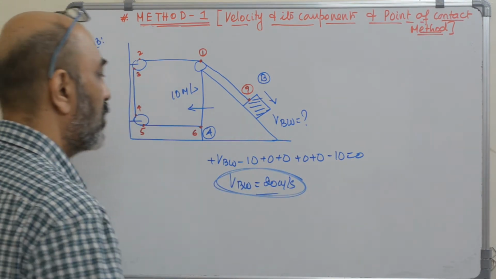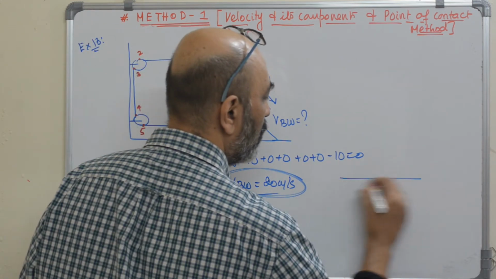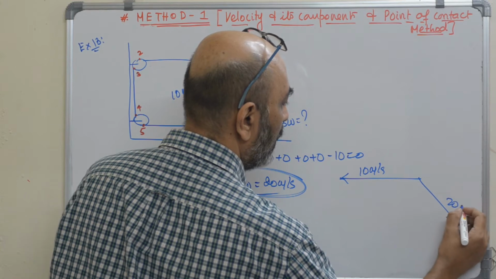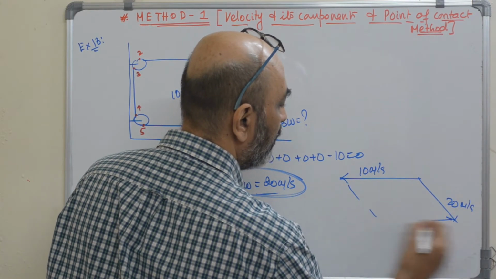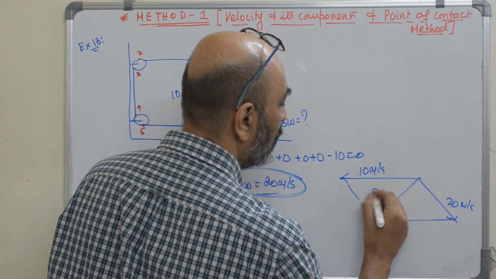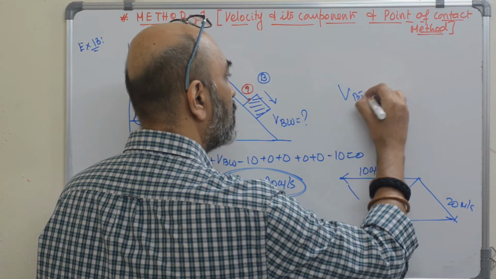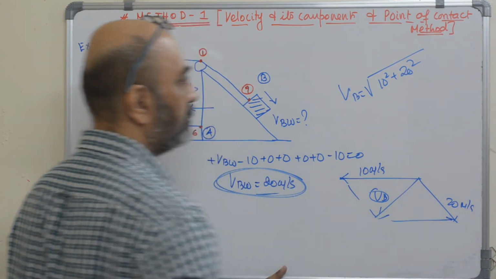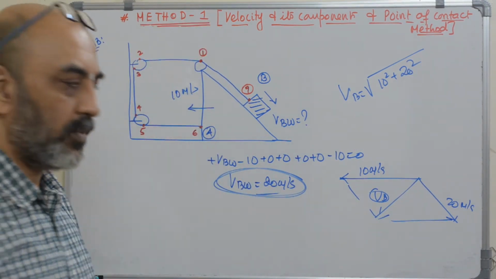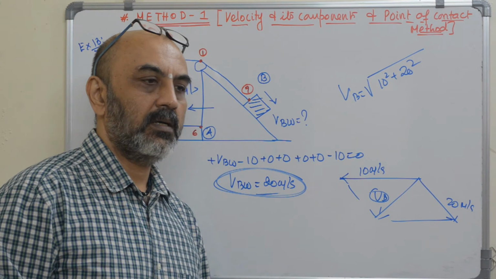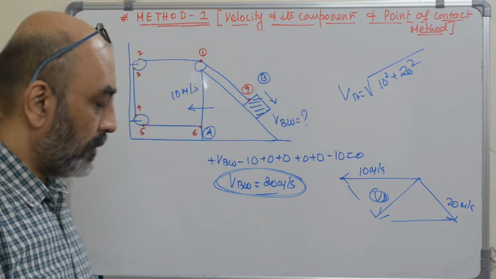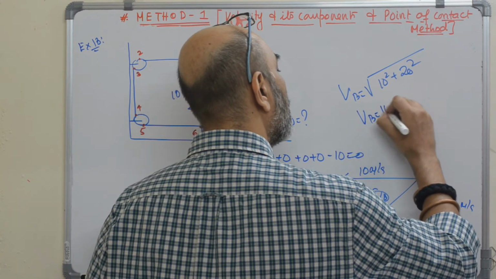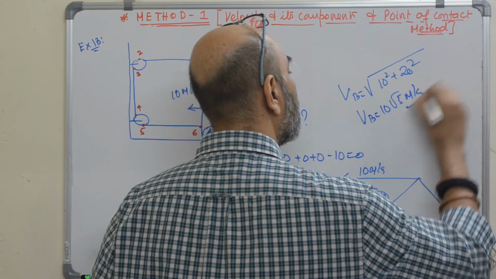And of course, if you have to find out VB, then this will be your 10 meter per second, this will be 20 meter per second. Find the resultant, that will be the velocity of the block. The velocity of the block is going to be under root of 10 squared plus 20 squared, root 500, that is 10 root 5. So that is your answer. VB is 10 root 5 meter per second.